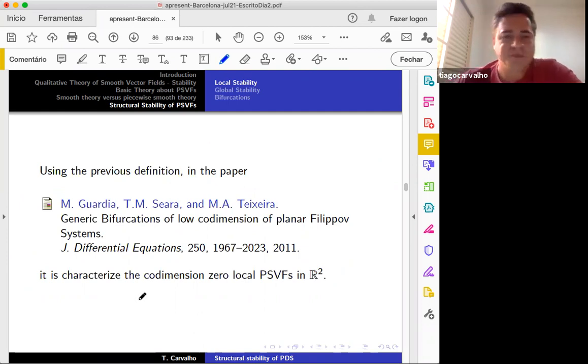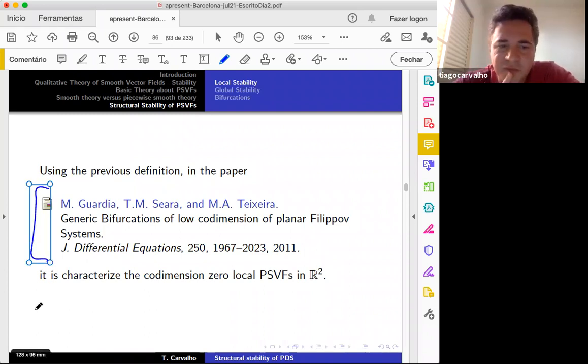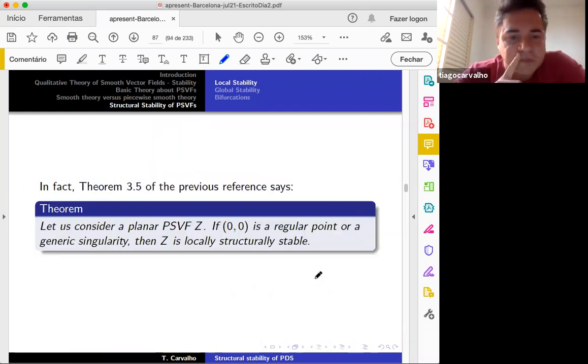Using this previous definition, in this paper, okay? This is a famous paper concerning piecewise smooth vector fields, a very used paper for a large number of authors, okay? In this paper, the codimension zero local piecewise smooth vector fields in R2 are characterized. Okay, in R2. And these vector fields are those ones such that the origin is a regular point, okay?